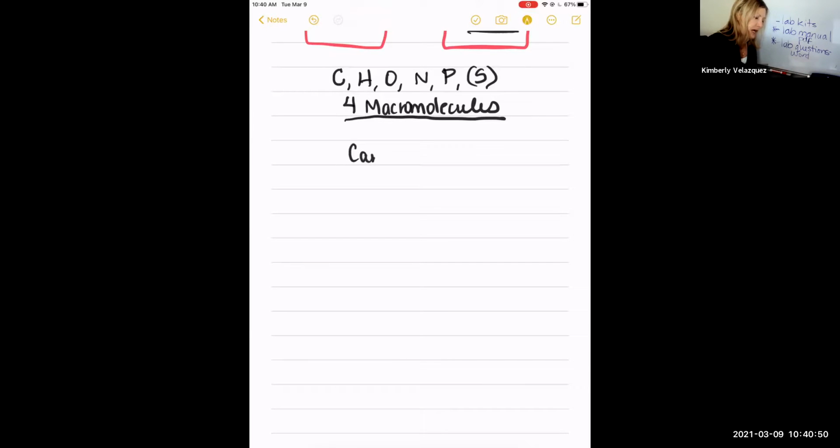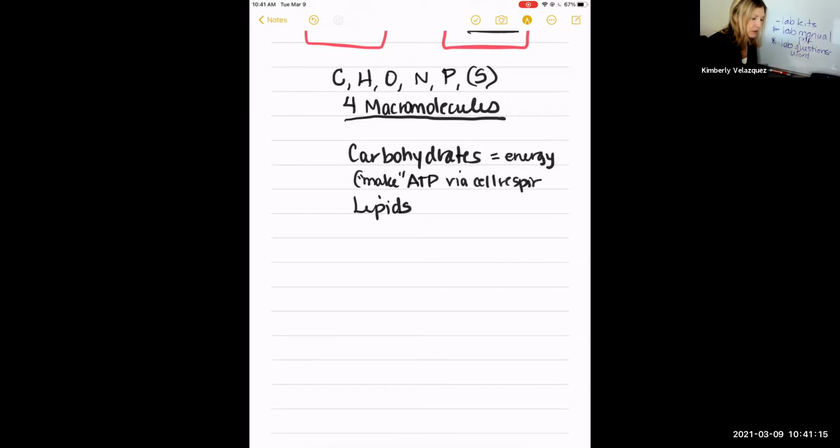So you studied carbohydrates and lipids last week. And it's important to realize that carbohydrates are our primary energy source in the body. This is how we make ATP by cell respiration. And you're going to learn the details of how we do that this semester. So carbohydrates are incredibly important in your diet.